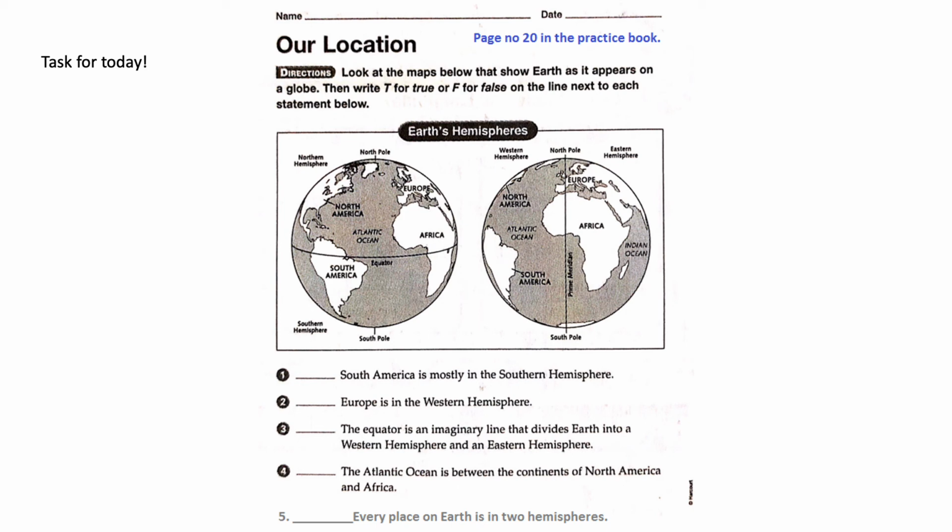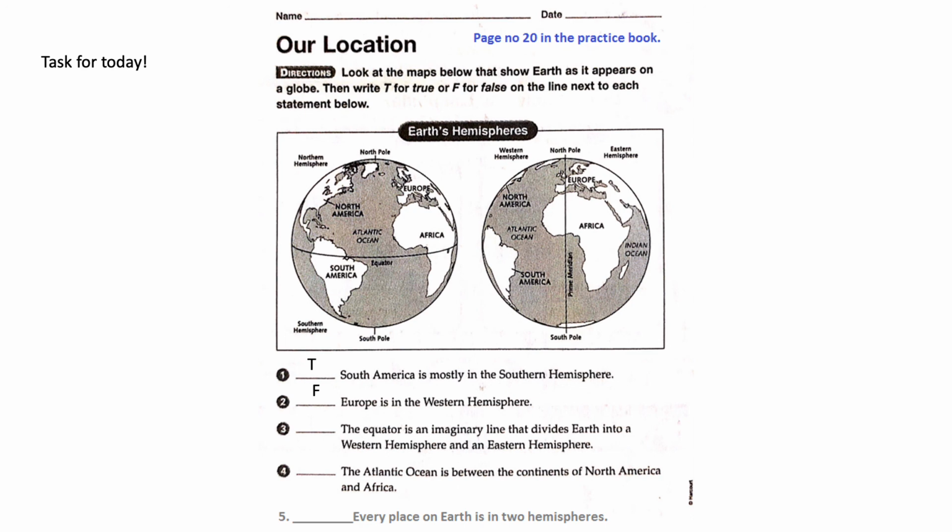Okay, I'm assuming that you've paused this video and you've already decided true or false. Let's read the directions. Here you had to decide whether the statement was true or whether the statement was false. So let's read the first one here. 1. South America is mostly in the southern hemisphere. So let's go to South America, and the answer is true. It is in the southern hemisphere. Next, let's look at the second statement. Europe is in the western hemisphere. Where's Europe? That's Europe. Is it in the western hemisphere or the eastern hemisphere? That's false. It's in the eastern hemisphere, as you can see right here.